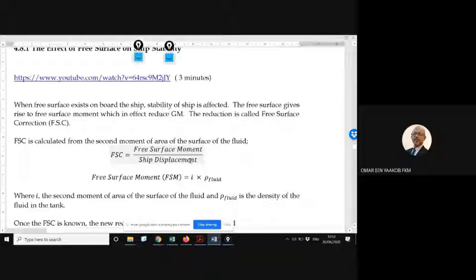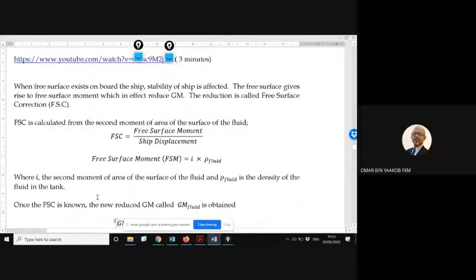Okay, so the free surface moment is I, the second moment of area, multiplied by rho of the fluid. If the fluid that's sloshing or that we are considering is oil, then it's rho of the oil. If it is seawater, it is rho of seawater. So I is the second moment of area of the surface liquid. Transverse second moment of area, I put here transverse. We are talking about transverse stability.